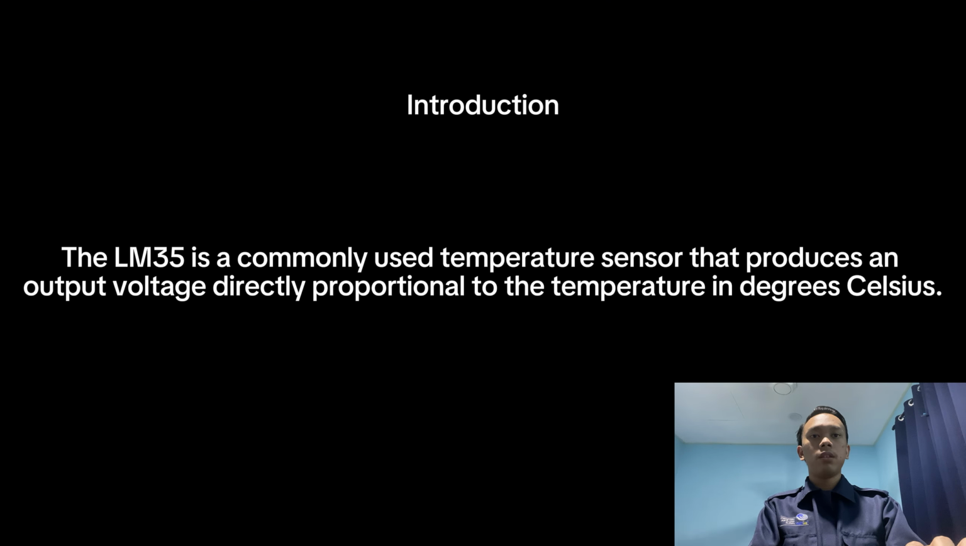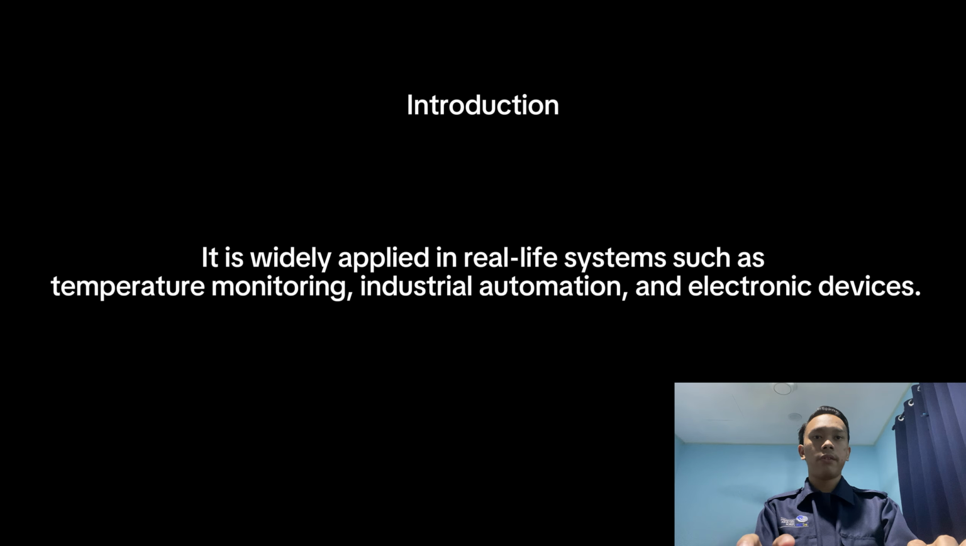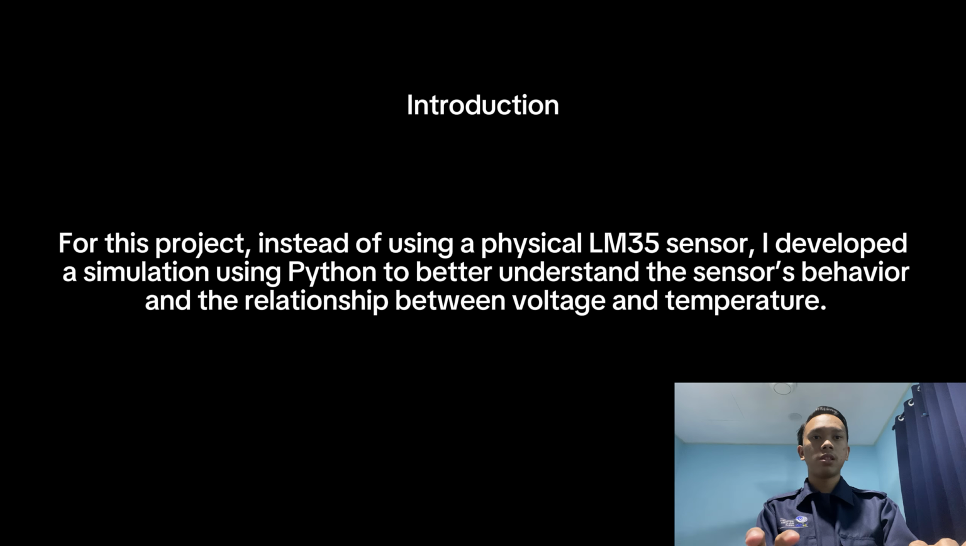Introduction. The LM35 is a commonly used temperature sensor that produces an output voltage directly proportional to the temperature in degrees Celsius. It is widely applied in real-life systems such as temperature monitoring, industrial automation, and electronic devices. For this project, instead of using a physical LM35 sensor, I developed a simulation using Python to better understand the sensor behavior and the relationship between voltage and temperature.